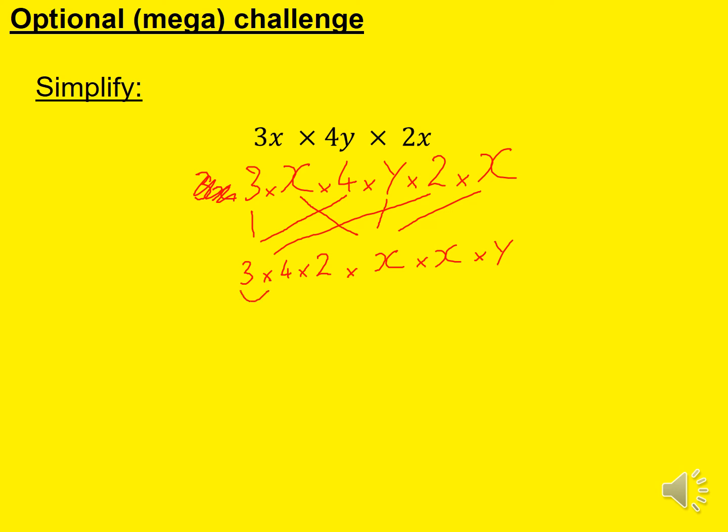So then I'll take all the numbers, so I'll do 3 times 4 times 2. So 3 times 4 is 12, times 2 is 24. And then here I've got x times x. So x times x we saw is x squared. And then I've just got y left over, so I've got 24x squared y. So it looks a bit weird because we've got a squared in the middle, but you can get this. It's just if one of the things is squared and the things around it aren't.